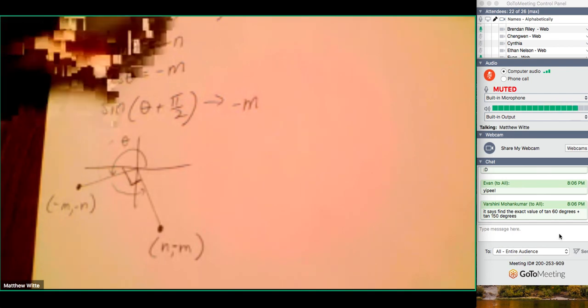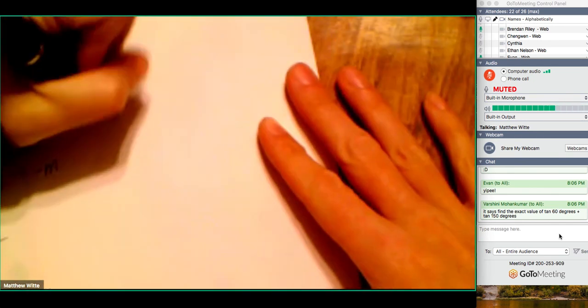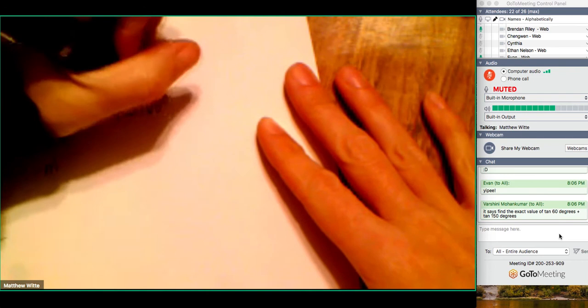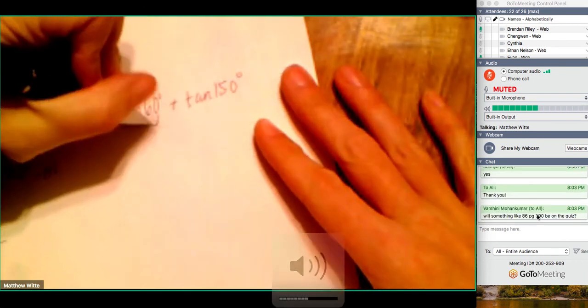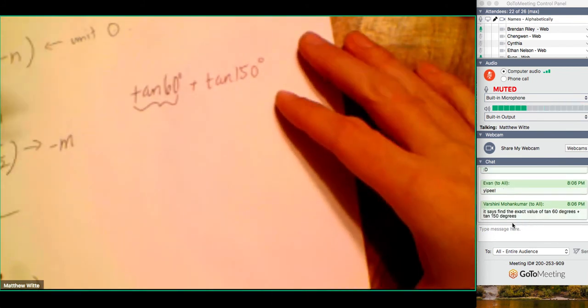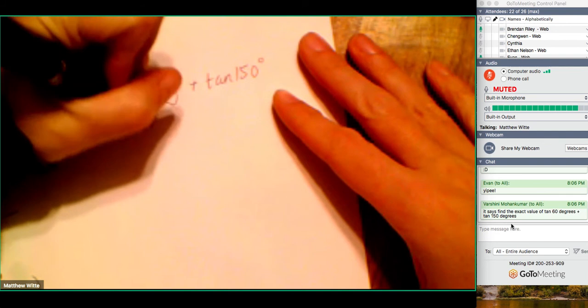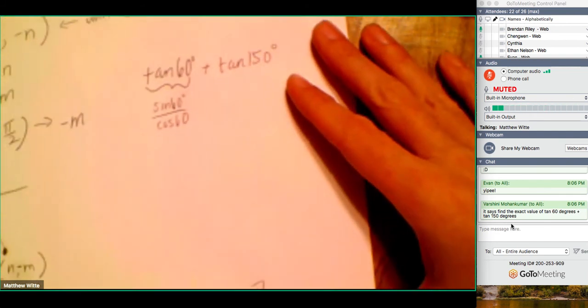It says find the exact value of tan of 60 degrees. Yeah, you can get one like that. That's not bad. So tan of 60 degrees plus tan of 150 degrees. You just do them separately. So the tan of 60 degrees, I'm thinking the sine over the cosine, so it's sine of 60 over cosine of 60. That's how I think of tan of 60 degrees.